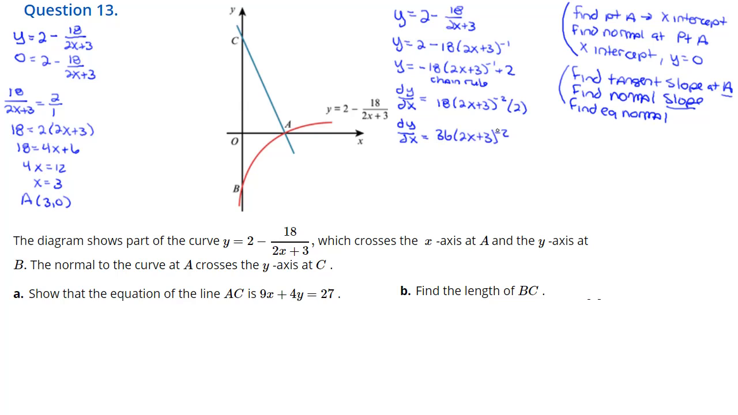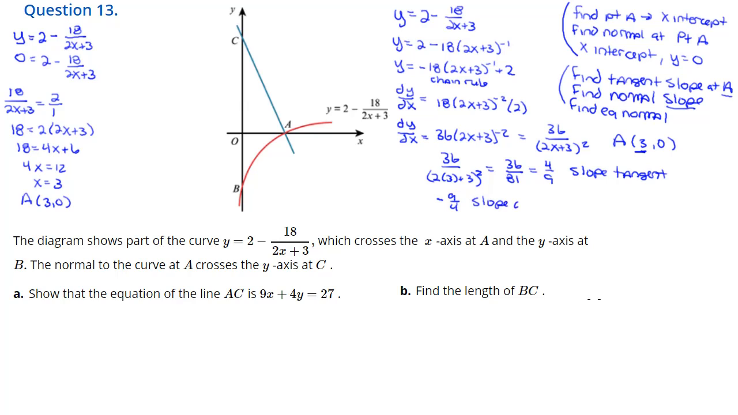So now all I've got to do is clean this up a little bit, and I can rewrite it as 36 over (2x plus 3) squared. So now that I know the derivative, I can plug in the x value of point A and find the slope of the tangent line. And once I do that, I find out the slope of the tangent line is going to be 4/9. Now, keep in mind, what I need is the slope of the normal, the perpendicular slope. So that's going to be -9/4.